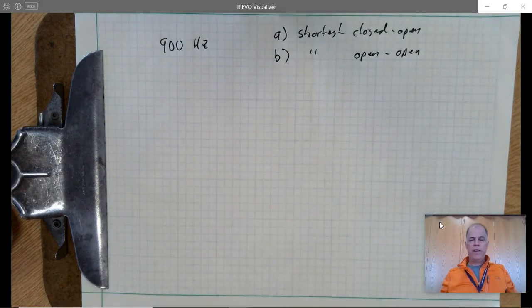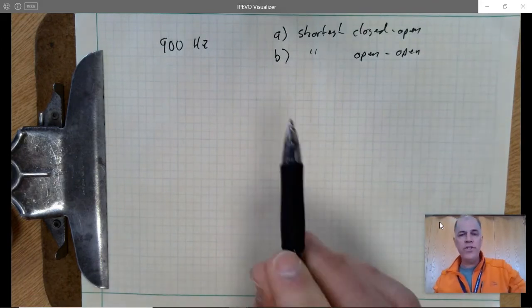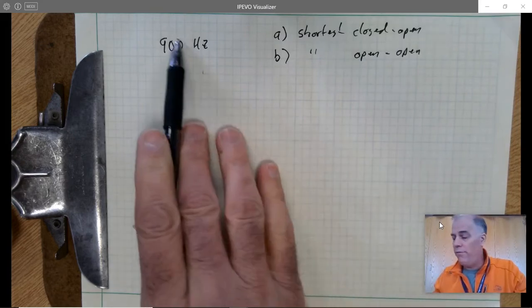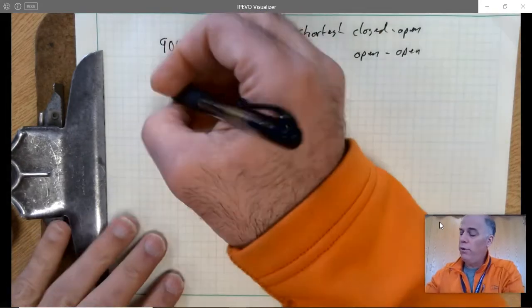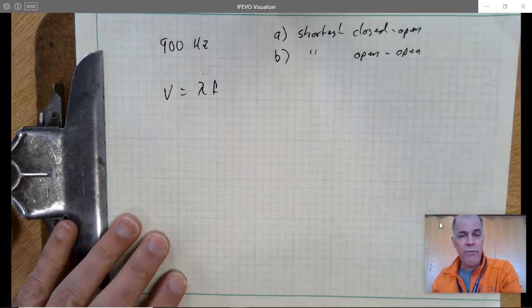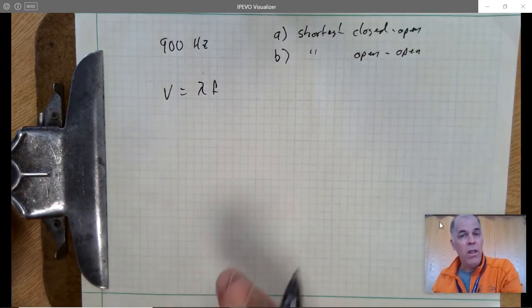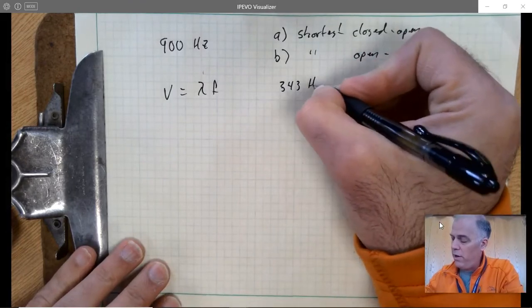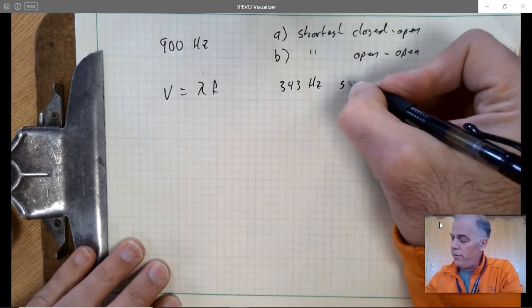Okay, that's what we're trying to figure out. Now, the first step of this is to figure out what the wavelength of this sound is going to be. So to figure out the wavelength, we need our wave equation, v equals lambda f. And as you may or may not recall, our textbook likes to use 343 as the speed of sound.